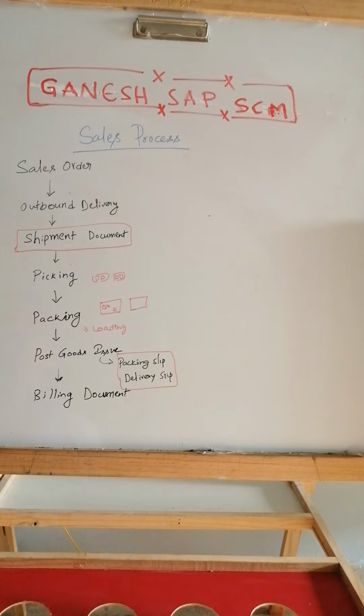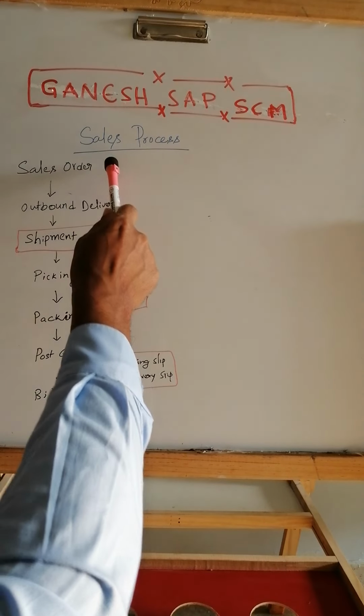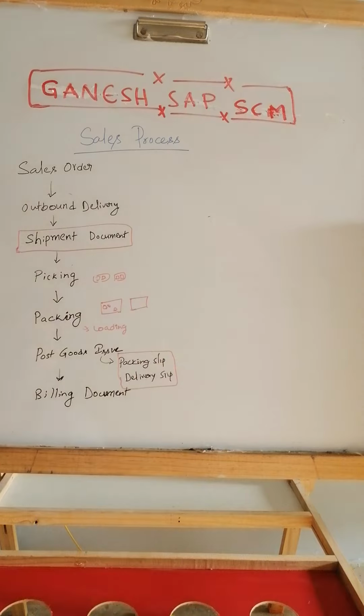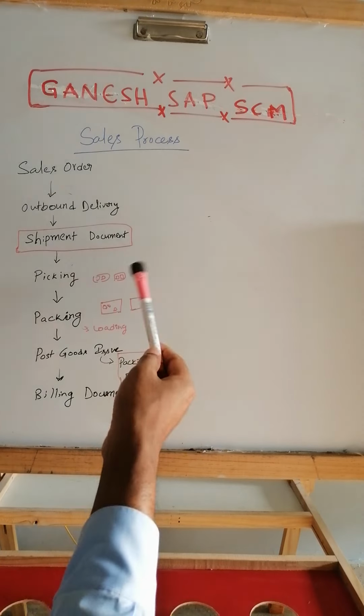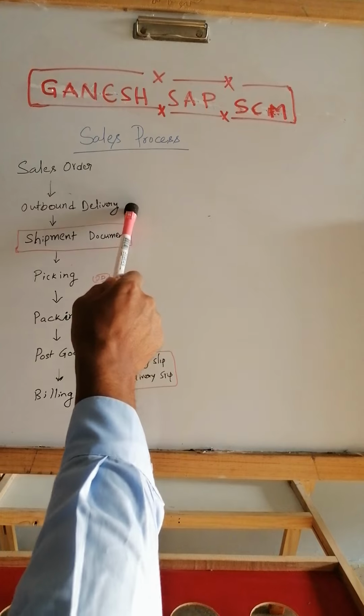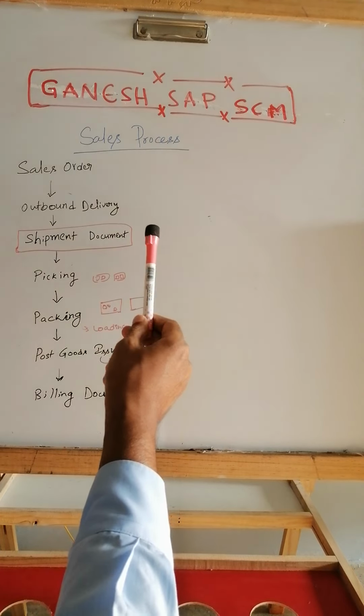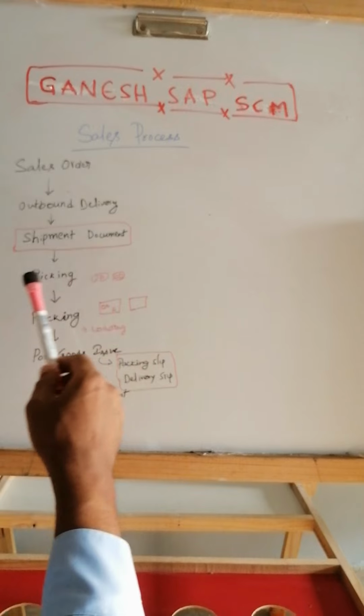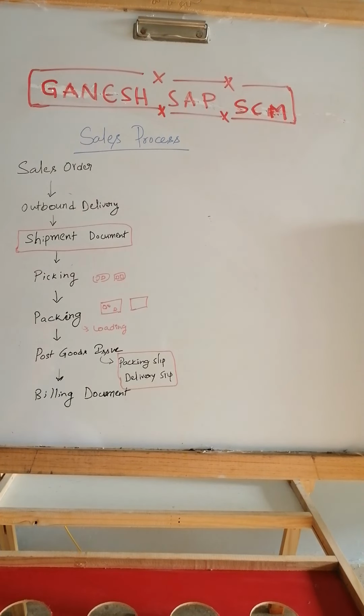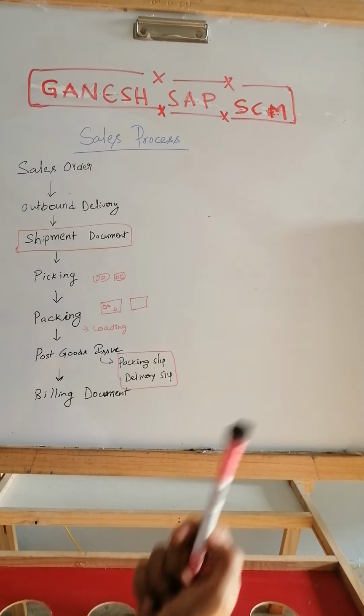Now we understand that the sales order is the main document with the customer, and the outbound delivery is the confirmation of what exactly we do. In terms of SAP transaction codes, the sales order is VA01, the outbound delivery is created with VL01N, and shipment is VT01N. For picking and packing, if you are using WM, it will be LT03 and LT12, and if you are doing packing, you do it in VL02N. If you have handling unit management, you can do the packing there. Post goods issue is VL02N, and the billing document is VF01. If you want to take a printout, you can take it from VL03N.